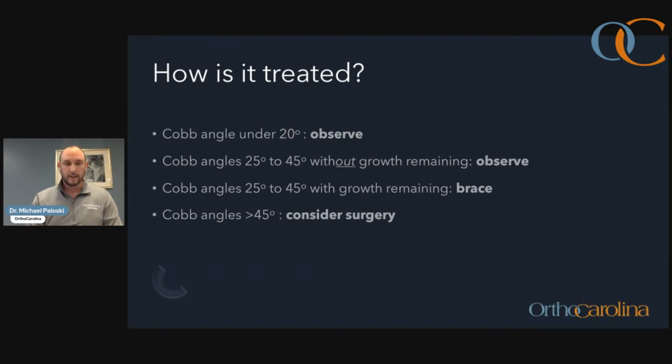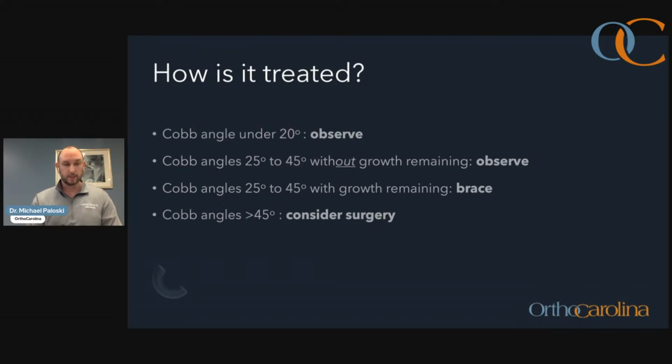Cobb angles that are around 25 to 45 degrees that don't have much growth remaining. In other words, they're nearly skeletally mature. These are our 14, 15, 16-year-olds. We still observe those too. We follow these kids for a few successive x-rays to see if this scoliosis will worsen or will stay the same, and then get a better idea off of that.